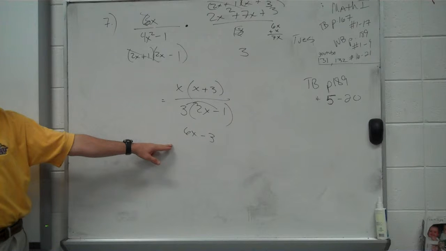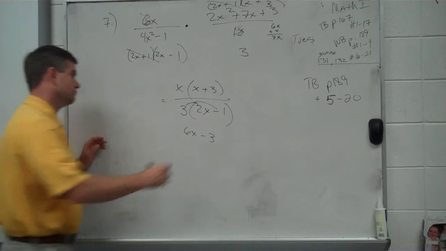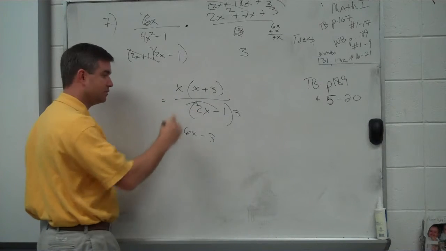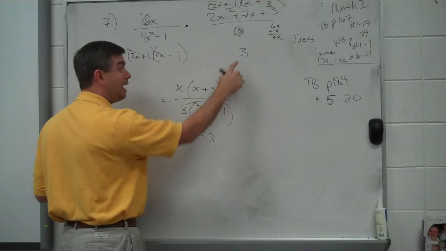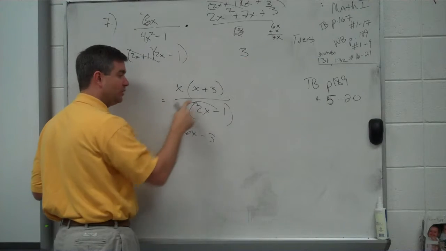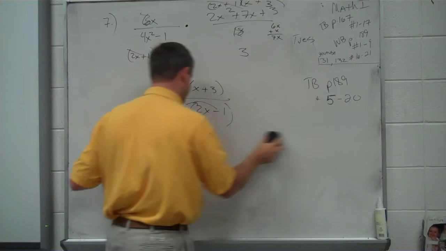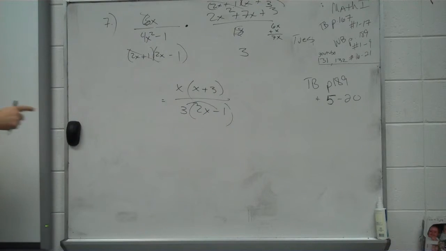What if you would have put the 3 behind, so times 3? Technically that would be correct, but I don't want to see it written like that. I want to see the 3 here. I understand why you put it there because it was here. We typically put monomials in front of binomials. Okay, good question. Anybody else on this problem now?